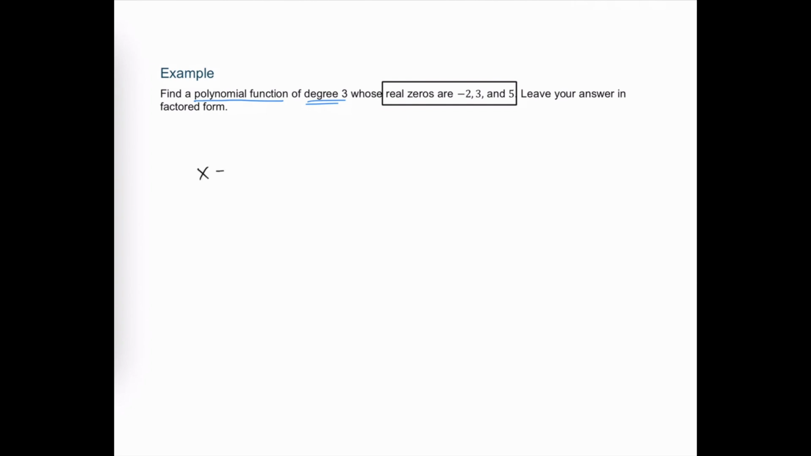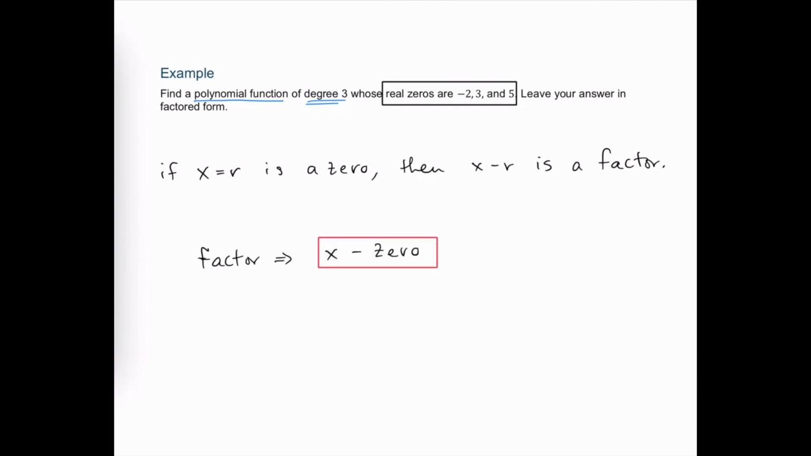Well, what we just said is that if x is equal to r is a 0, then x minus r must be a factor of that polynomial. In other words, we can get a factor of our polynomial by looking at x minus the 0. So our polynomial f at x, let's start with the 0, -2. If -2 is a 0, then x minus -2 must have been a factor. Of course, we prefer to write minus -2 as plus 2, so we get the factor x plus 2 because of the fact that -2 was a 0.